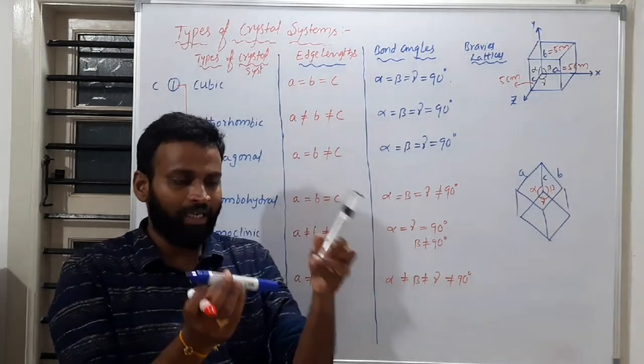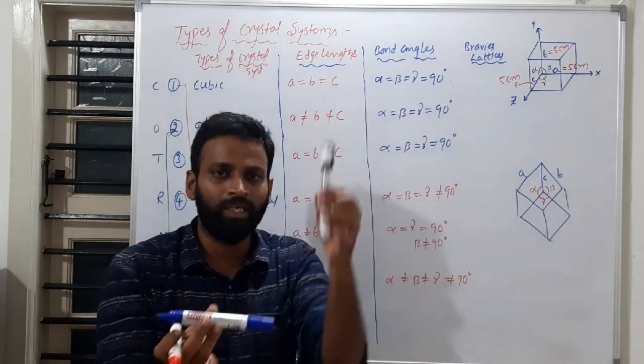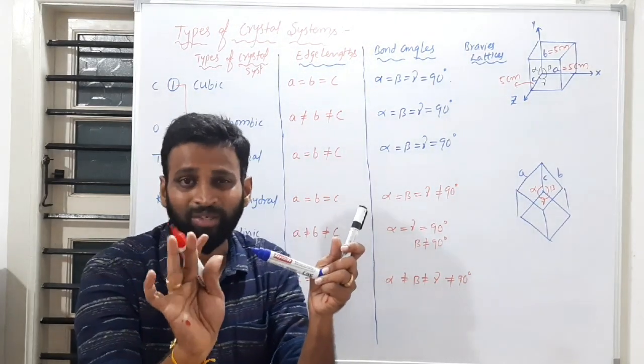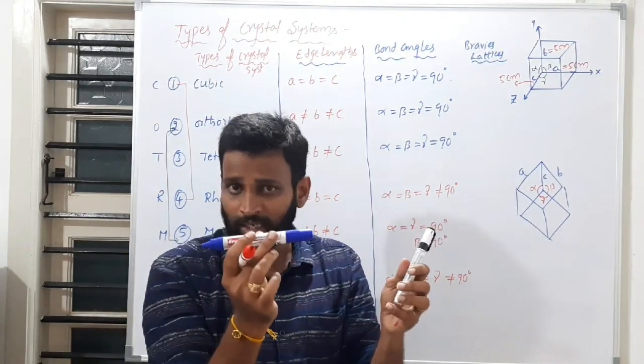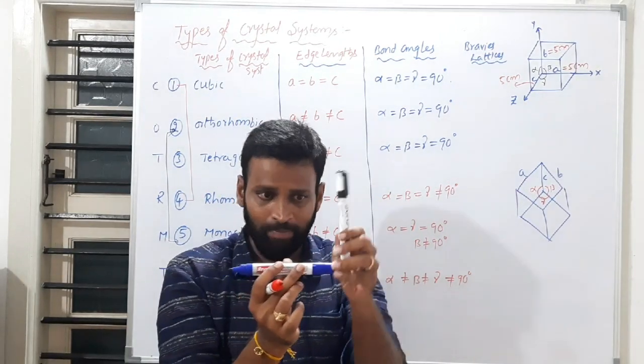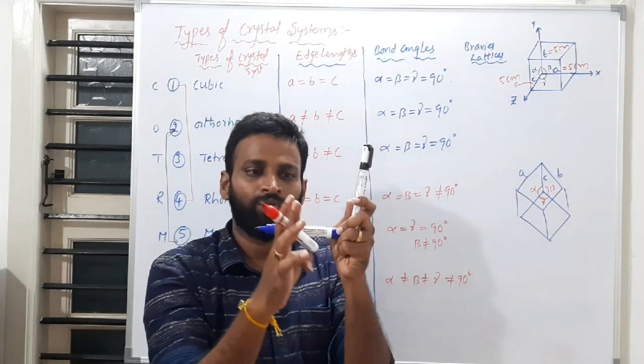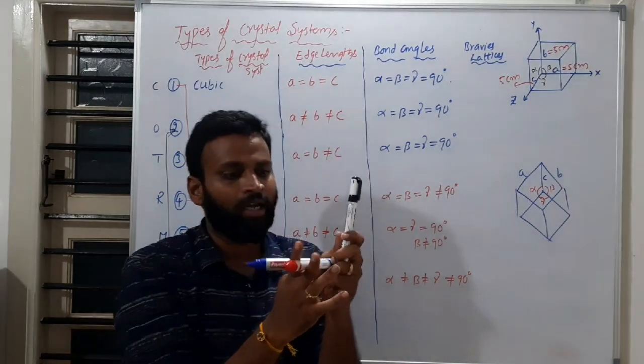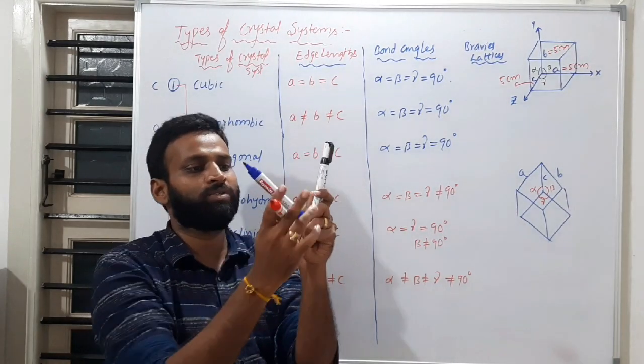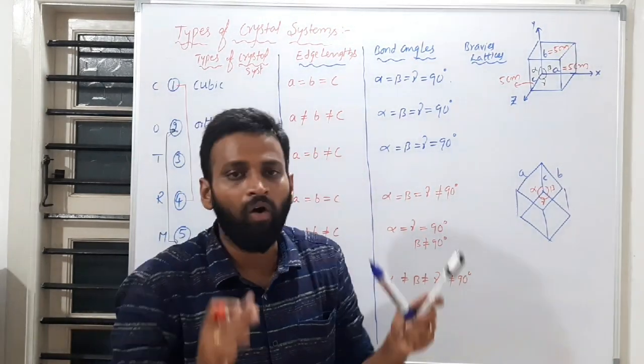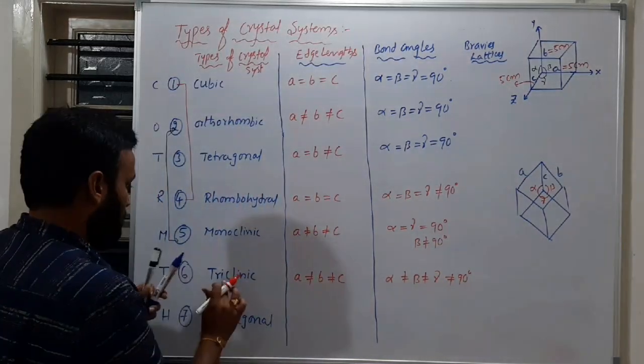So triclinic means everything is different. A is different, B is different. So colors, don't forget, please, you have to remember. Blue color is A, this black color is B, and this is C. So all edge lengths are different, and all we are flipping like this. This we are flipping, this we are flipping. All three we are flipping. Certainly you are getting triclinic.